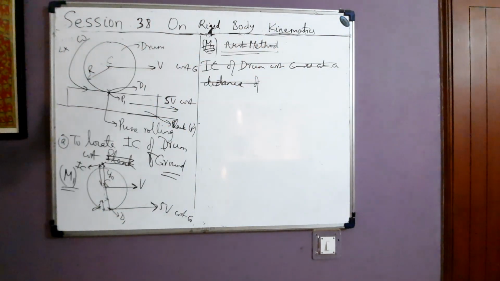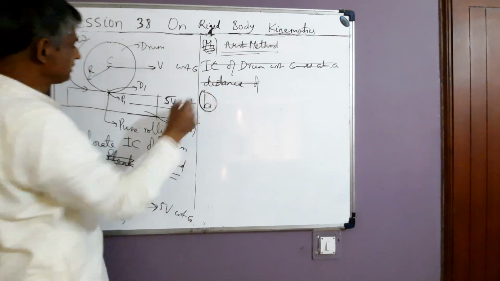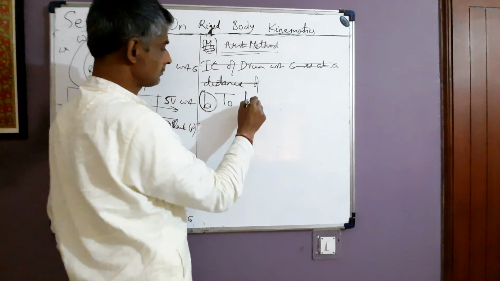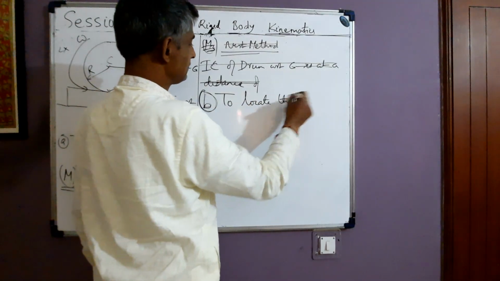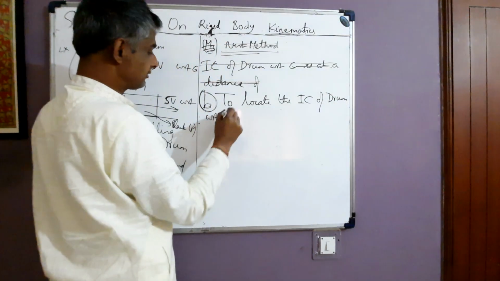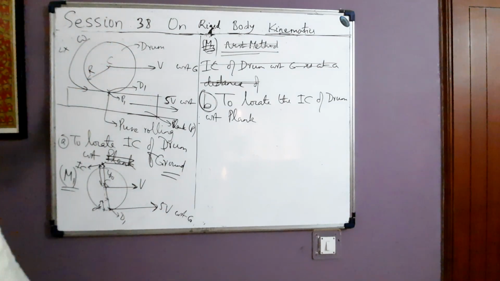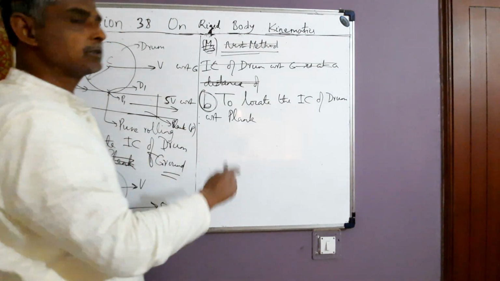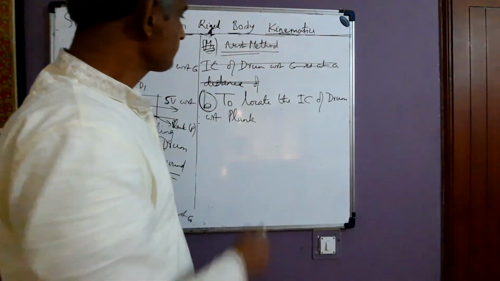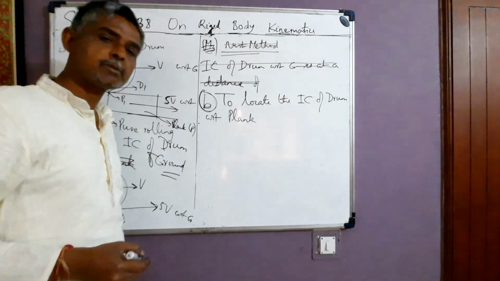Now what you have to do is locate the IC of drum with respect to plank by several methods. If you have to locate the IC of drum with respect to ground, then all the velocities and angular velocities must be with respect to ground. If you have to locate the IC of drum with respect to plank, then all the velocities and angular velocities must be with respect to plank.